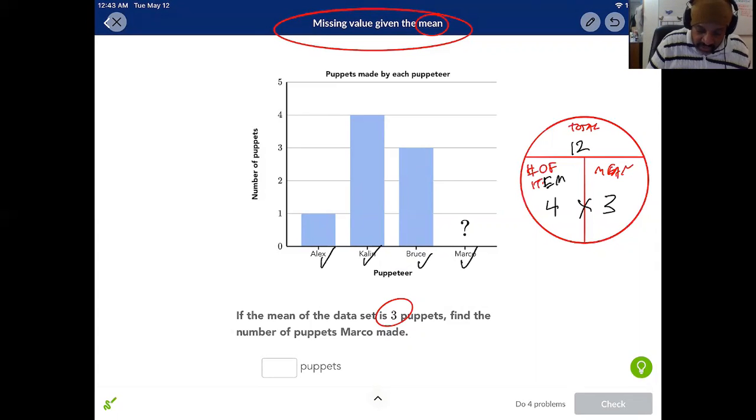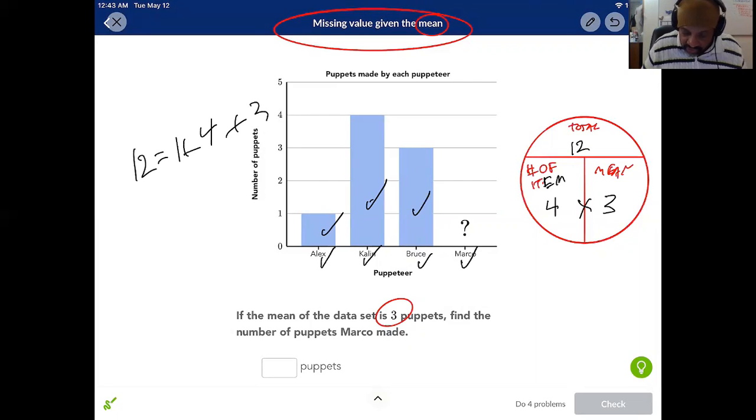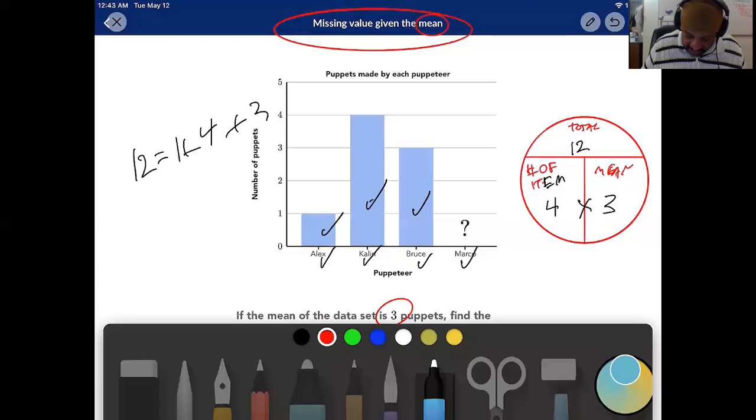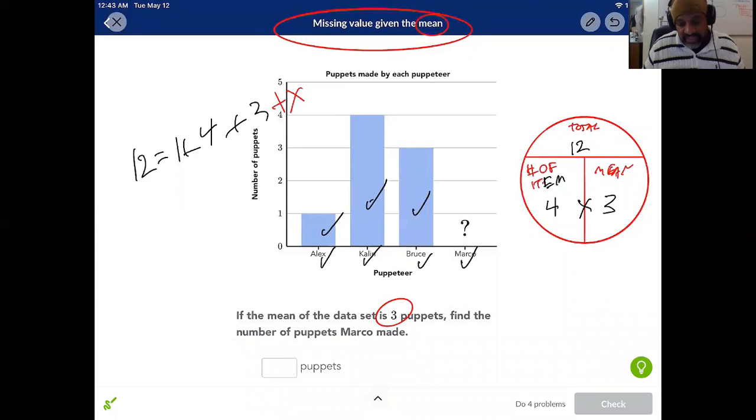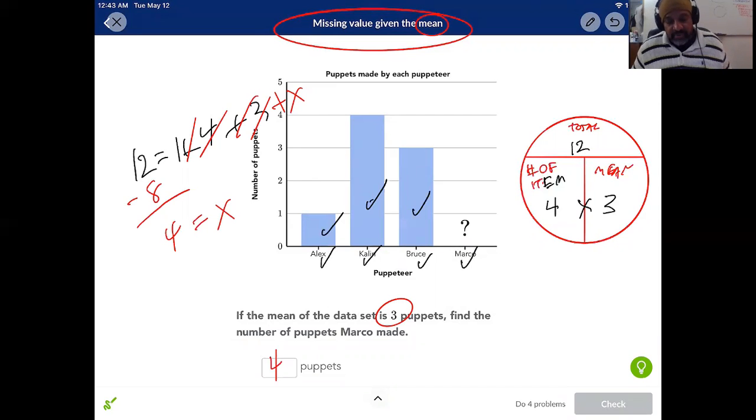So if we know that the total is 12, all we have to do is add up Alex, which is 1, plus Kaylin, which is 4, plus Bruce, which is 3, and we don't know what Marco is, so we're going to make Marco X. All right, and now we just solve for X. So 1 plus 4 is 5, 5 plus 3 is 8, so we're going to subtract 8 from both sides, cancel. So this is going to be 4 equals X, so the answer would be 4 puppets. That's how many puppets Marco made.